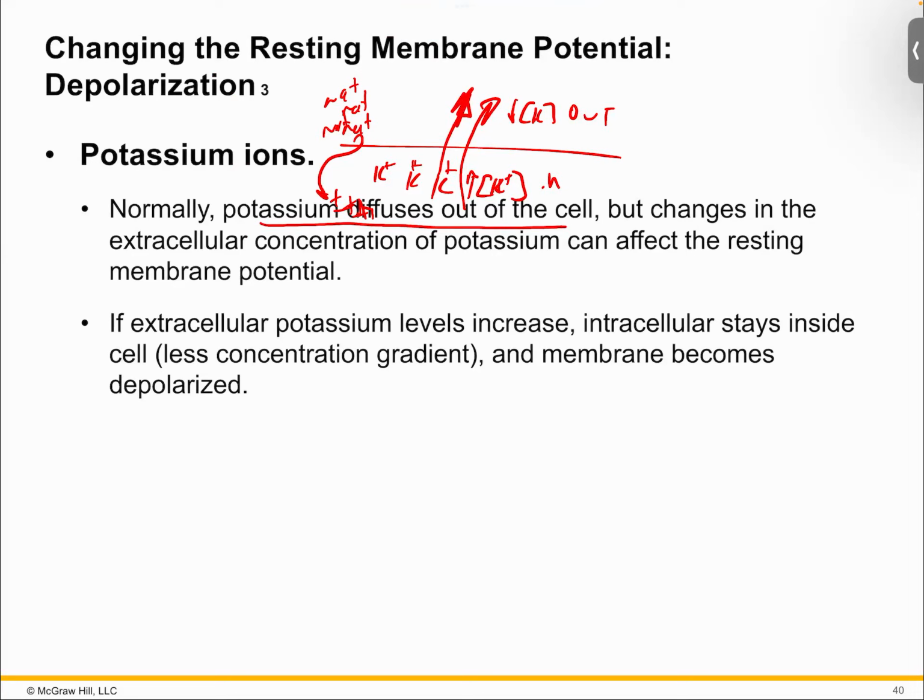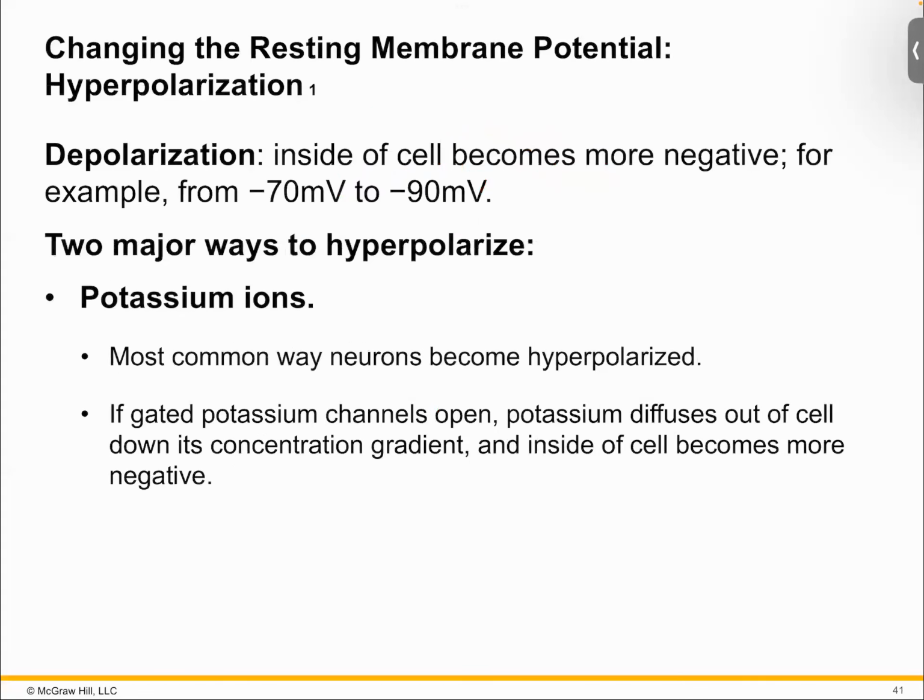Again, this illustrates potassium as the counterbalance. As sodium rushes in, the reason you don't go to zero is that potassium swings out to temper that influx. Potassium is your counterbalance. Okay.